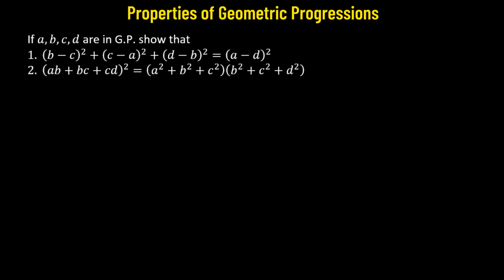So here we have four numbers a, b, c and d. These four numbers are in geometric progression. So we need to show the two expressions are true. So let's begin with part 1.